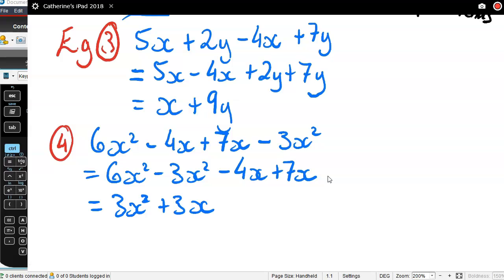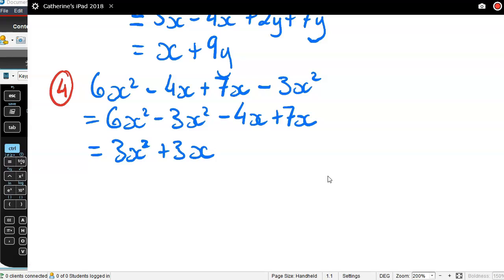Now, the thing to remember about all of this is that big maths still apply. Do you remember big maths? What does big maths stand for?